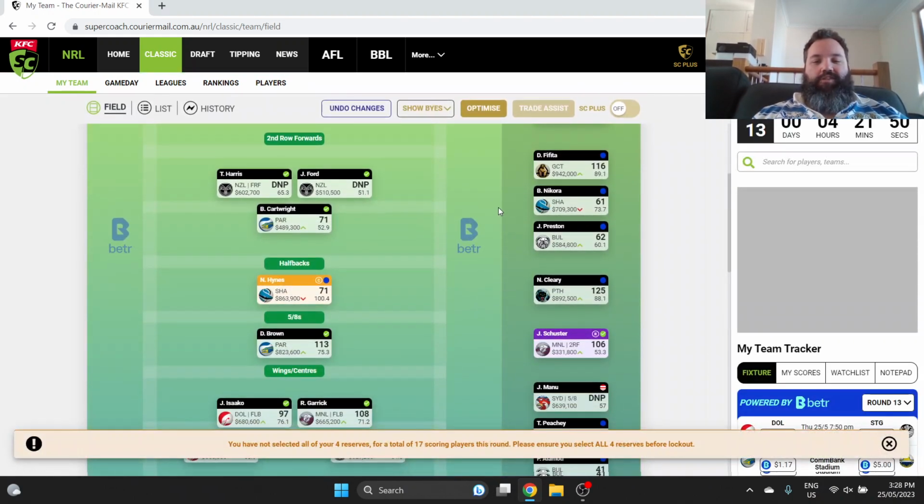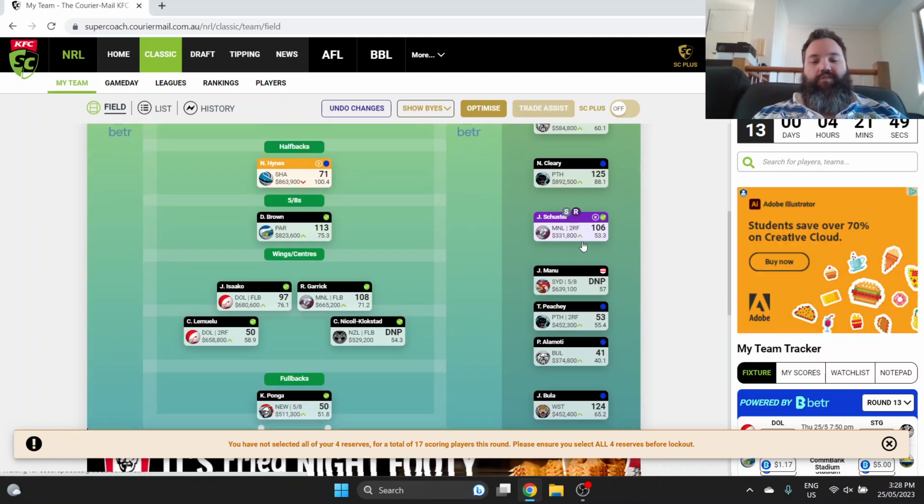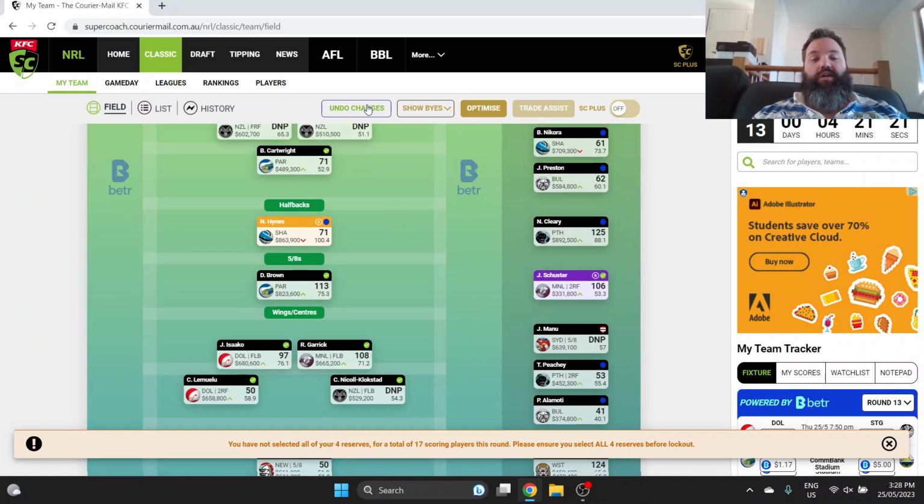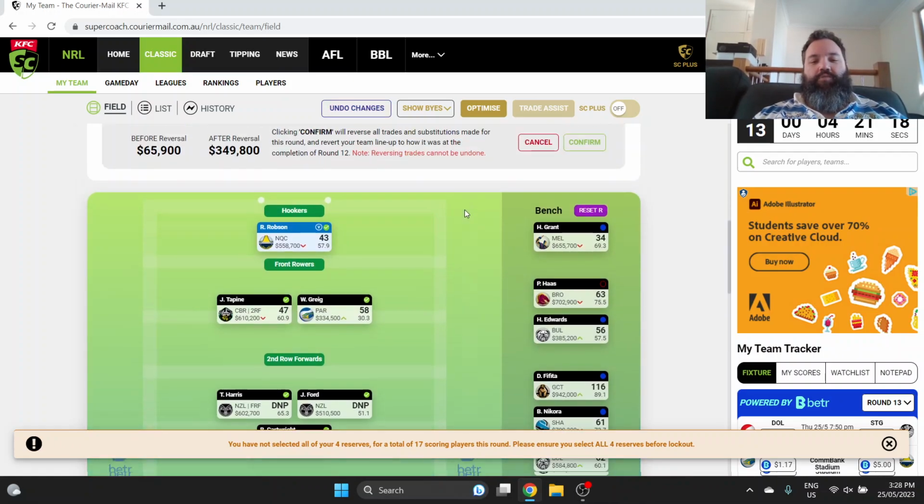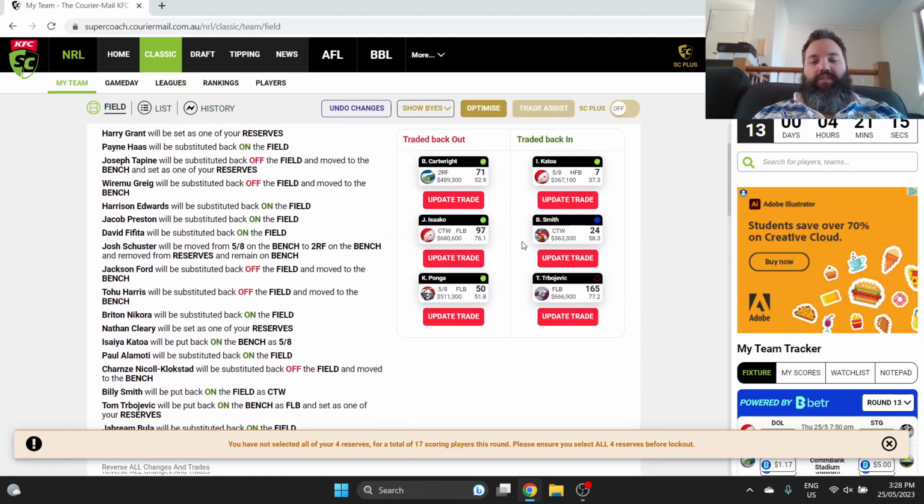But then I guess the issue with this lies in our 5-8 slot here, or even both 5-8 slots. Because we've got Schuster and Brown, decent. But next week, Parramatta, Manly, and also Newcastle are on the bye, which means we can't play Dylan Brown, we can't play Schuster, and even through trading anyone else, we can't play Ponga. So for this reason, I don't think, even though we would probably score more points with Cartwright, the smart play is to actually save a trade there.